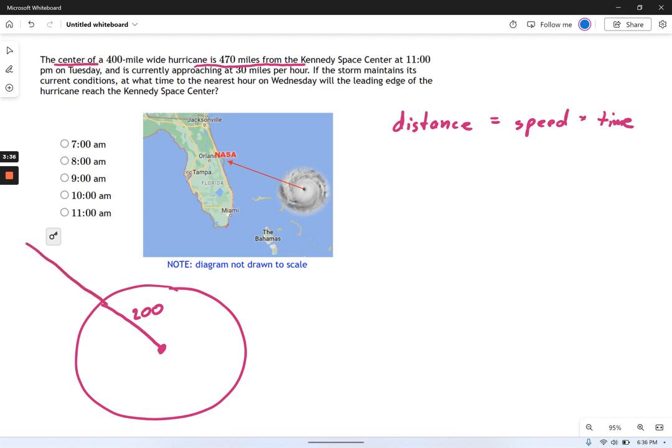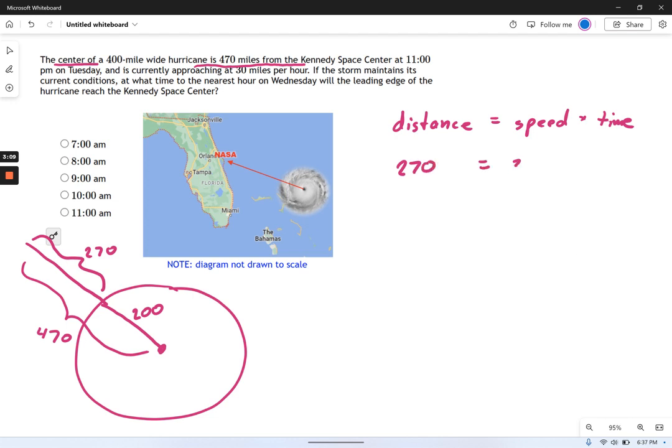See, the reasoning that I'm doing here is this whole distance is 470. So what's this portion right here? Well, it's just the difference between the two of them. That's going to be 270. So it's a little bit of a tricky question. You have to keep in mind the difference between the center and the edge of the hurricane. We don't care when the center gets to NASA. We care when the edge of it gets to NASA and it starts getting hit with those hurricane winds. So the distance is going to be 270 miles.